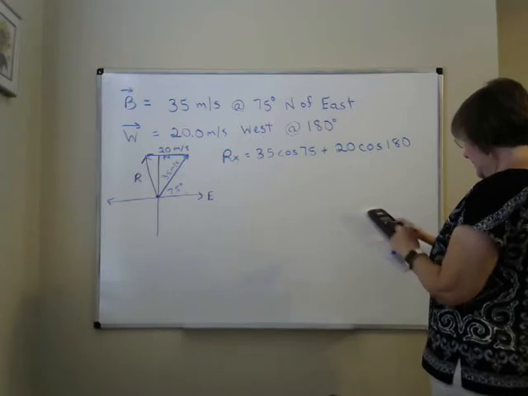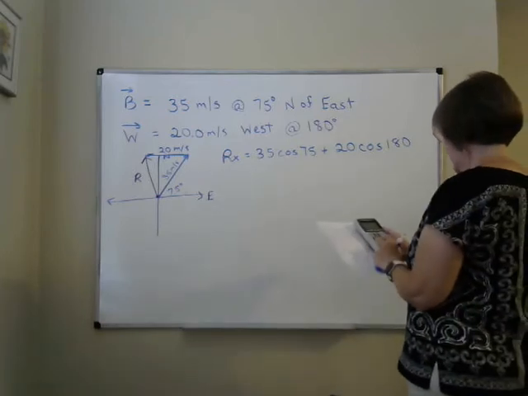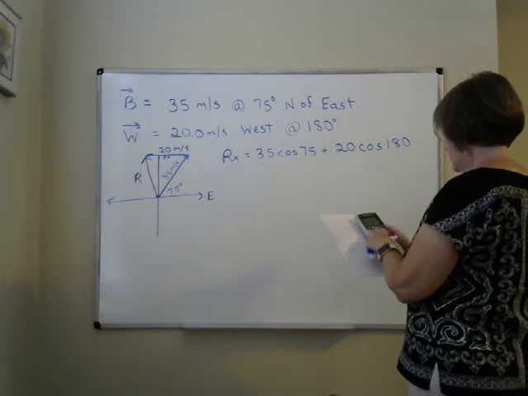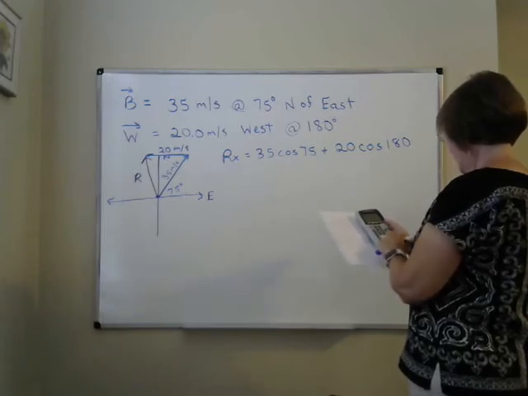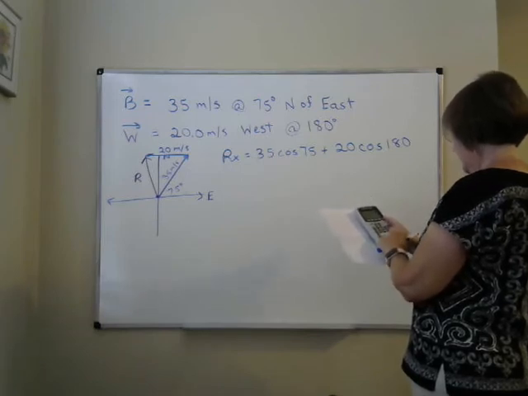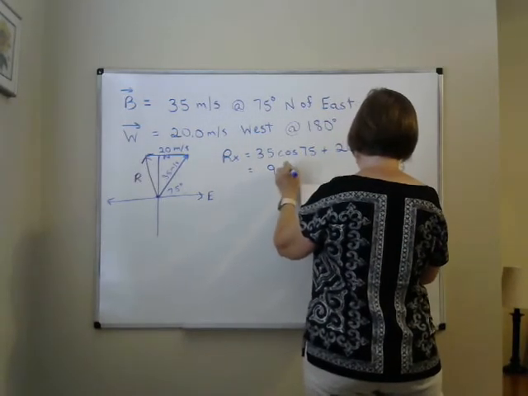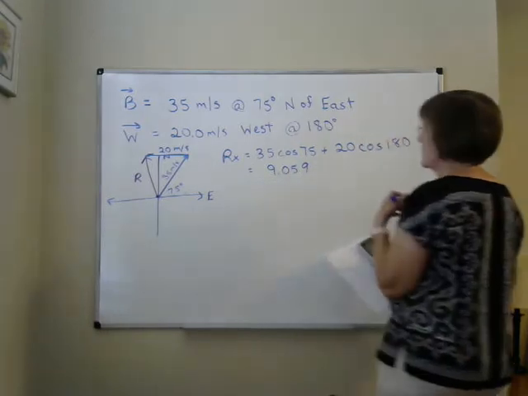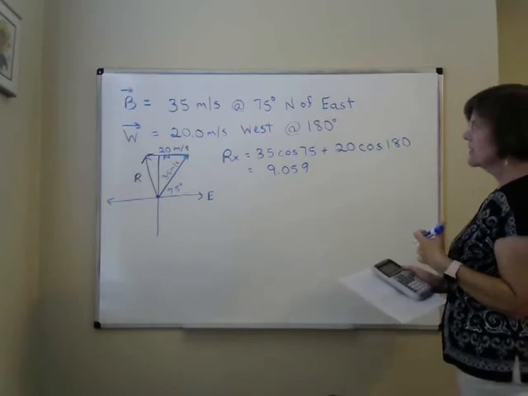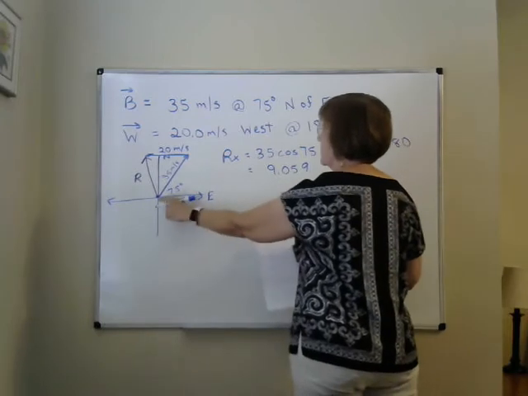it's trying to give me exact answers instead of the one I need. Check my mode. Let's make sure I'm in degree mode. I am. So 35 cosine 75 comes to be 9.059. Now notice I'm carrying extra places because I'm going to round to 2 digits, but not till the end. That seems okay because it's going mostly up. It's not going very far out.